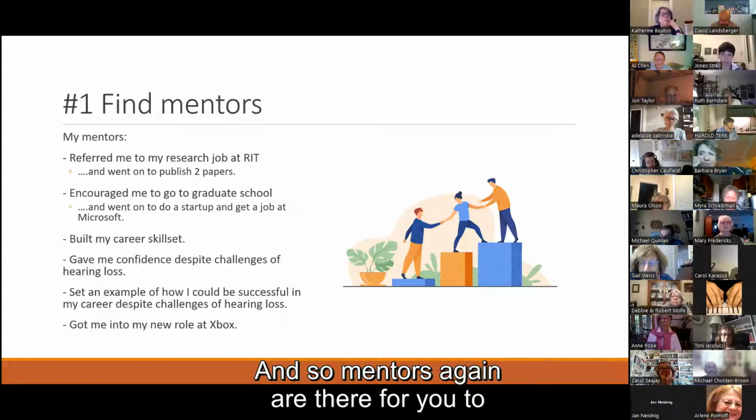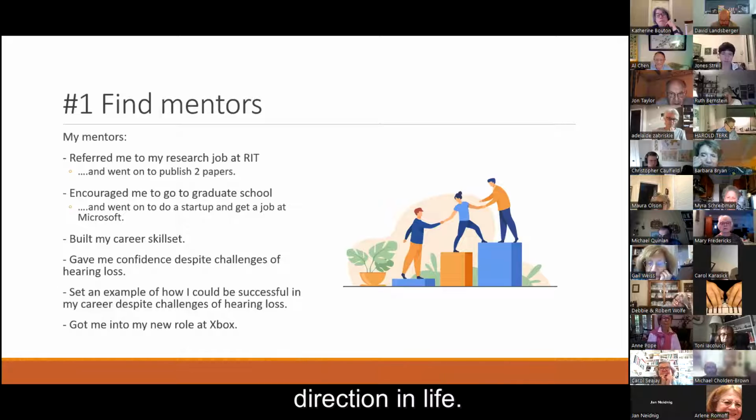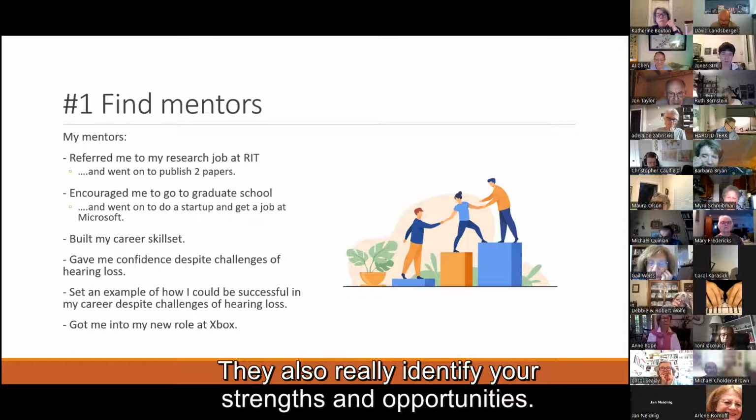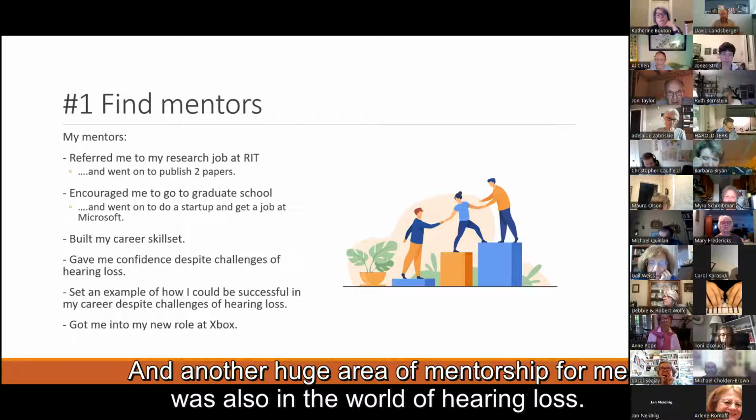And so mentors, again, are there for you to help identify your career interests, your direction in life. They also really identify your strengths and opportunities, and they're also there to give you feedback and help you grow on your journey. And another huge area of mentorship for me was also in the world of hearing loss.